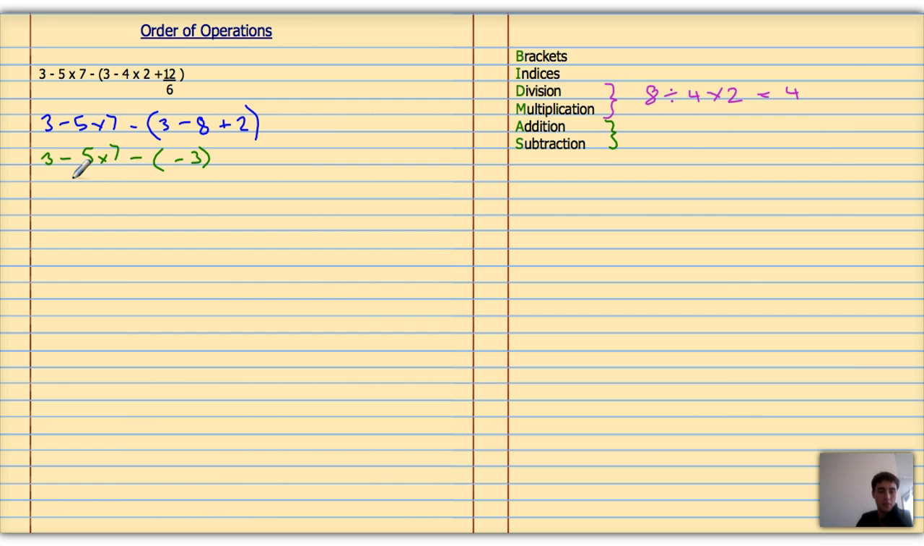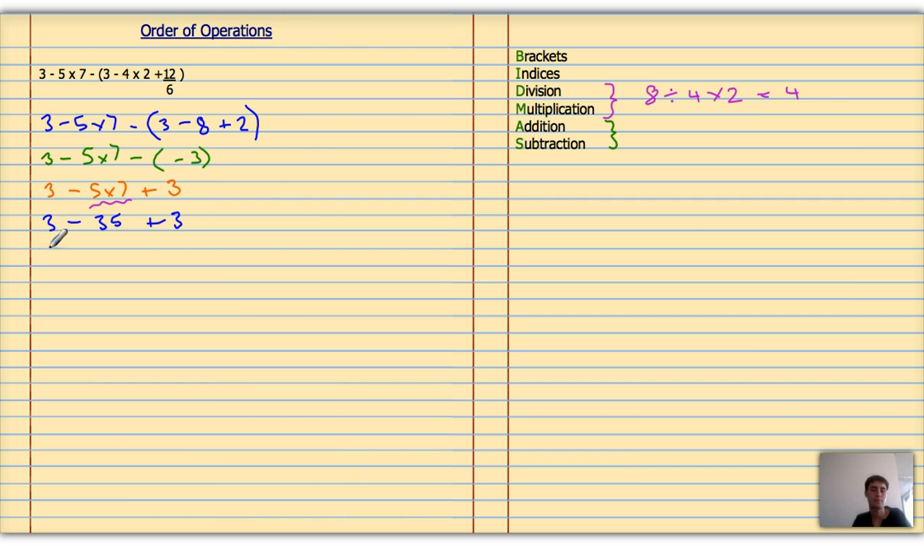On the next line, we've still got this bracket, and we've got this minus sign here. So let's sort that out. 3 minus 5 times 7, minus times minus 3, well that's going to be add 3. Okay. What's next? Well, I've got this multiplication. Okay, so 3 minus 5 times 7, well that's minus 35, plus 3. Okay.